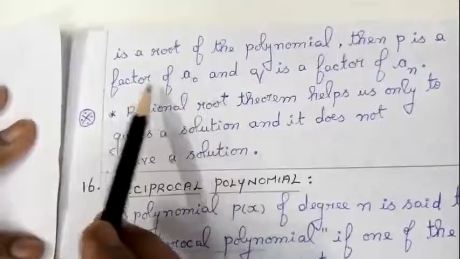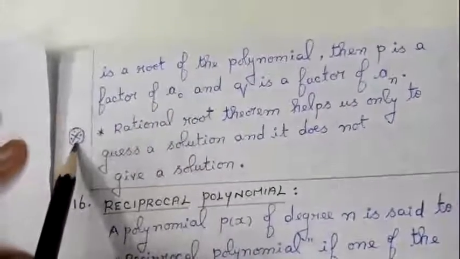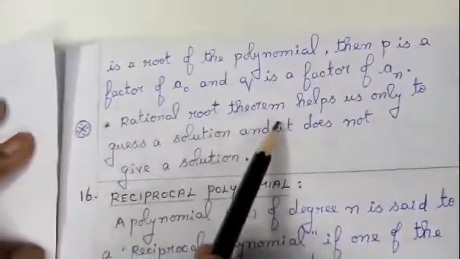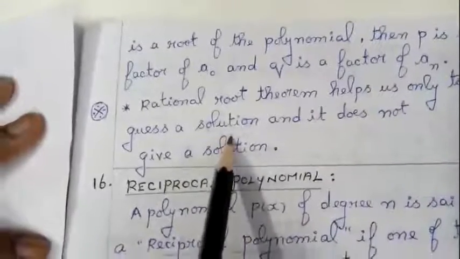While I am doing the sum, I will explain those things. And the second point you have to remember: the rational root theorem helps us to guess a solution, and it does not give a solution.